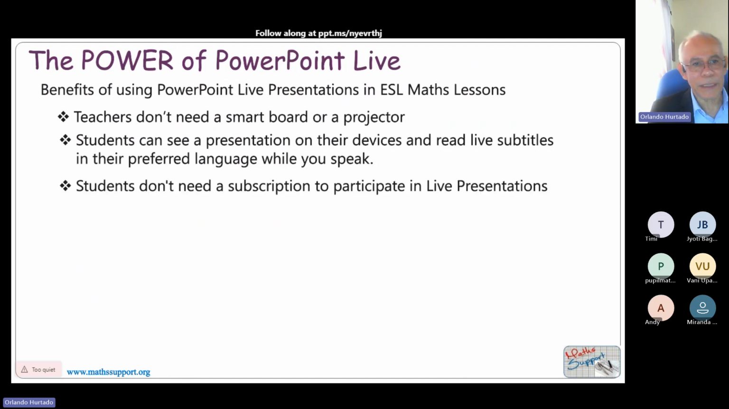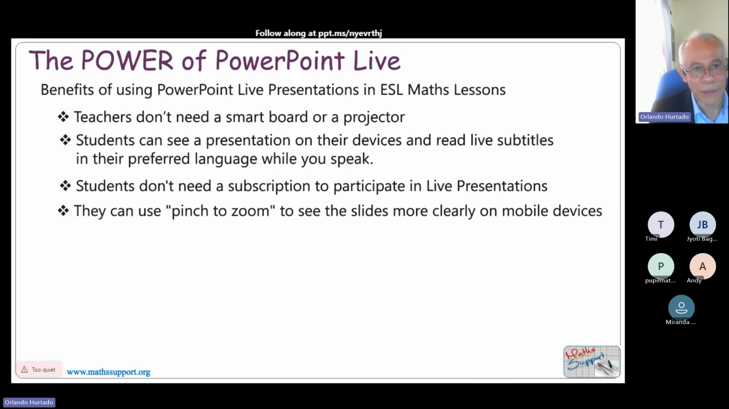Another benefit is that students don't need a subscription to participate in Live presentations. As you are following my presentation, I didn't ask you to have a subscription for Office 365. You can just click on the link or scan the QR code, and then you can come into the presentation and follow along, and you will have all these benefits.